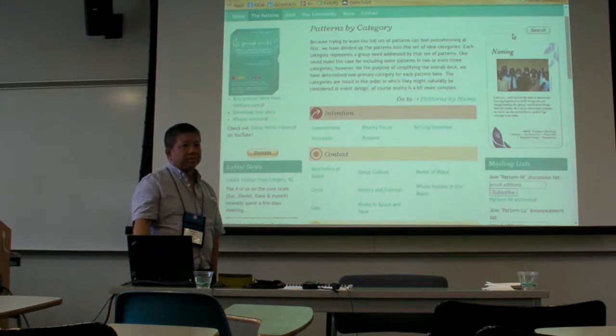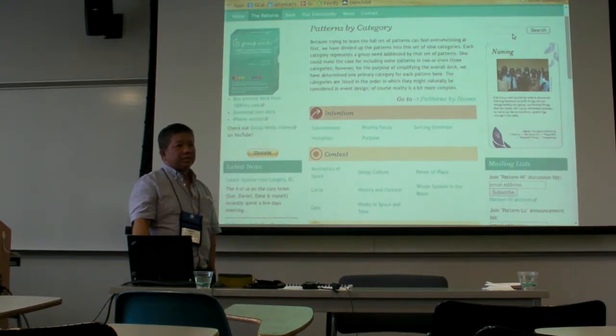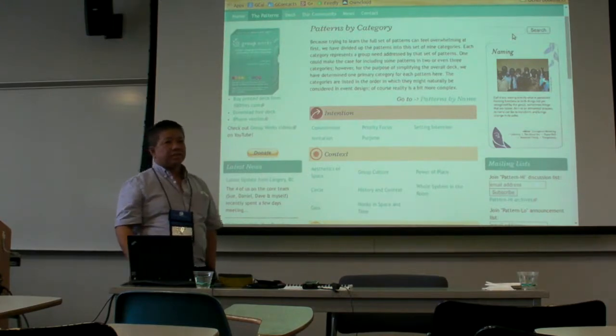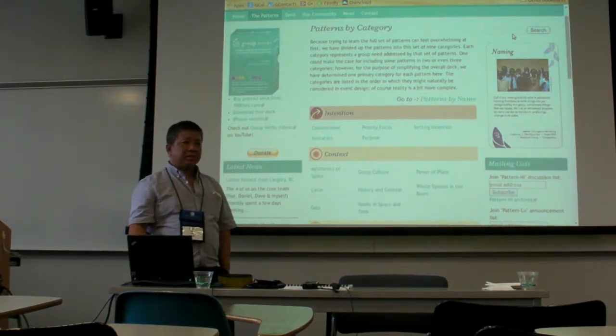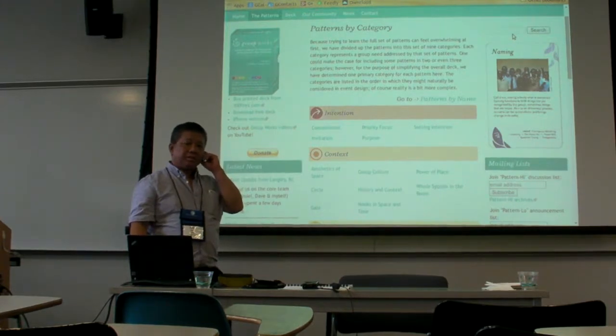It was a really interesting group of people that put this together, though. They're probably a group of as many as 30 people participating in the group pattern language process, some of whom you might know, across the facilitation, dialogue, and knowledge management communities. So it's a good example of an outcome from a pattern language project.